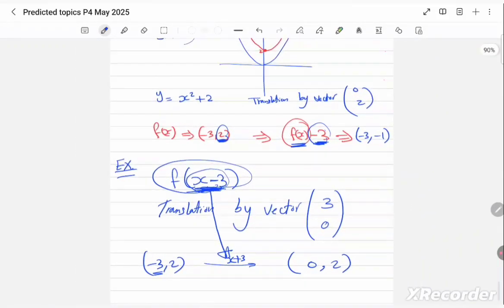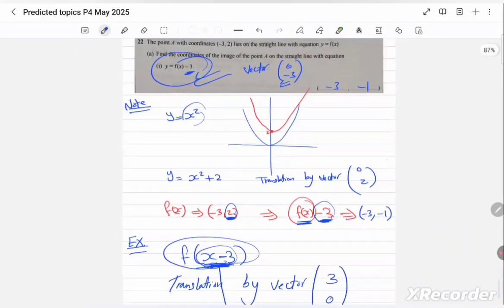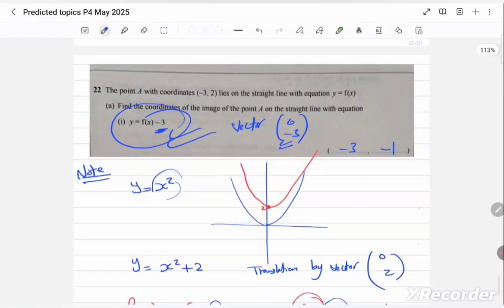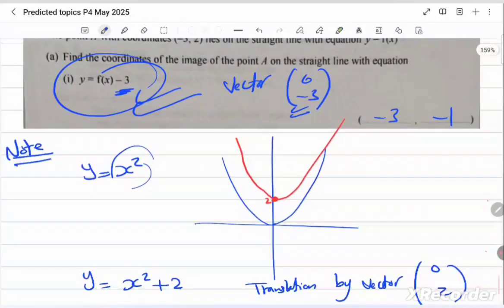Okay. So this is just to know what you have to know in international math, the translation of graphs. We have something more than this, but not in your syllabus right now. So what you should know is translation. When you see f of x minus 3, it means that the translation happened in y, 3 down, or you can say by vector 0, negative 3.